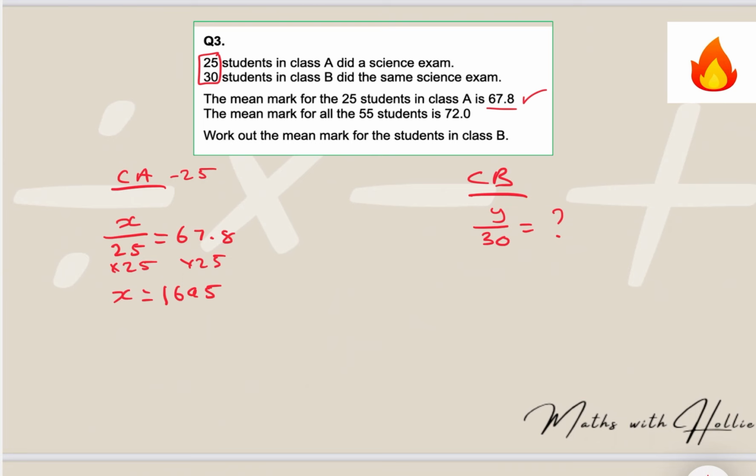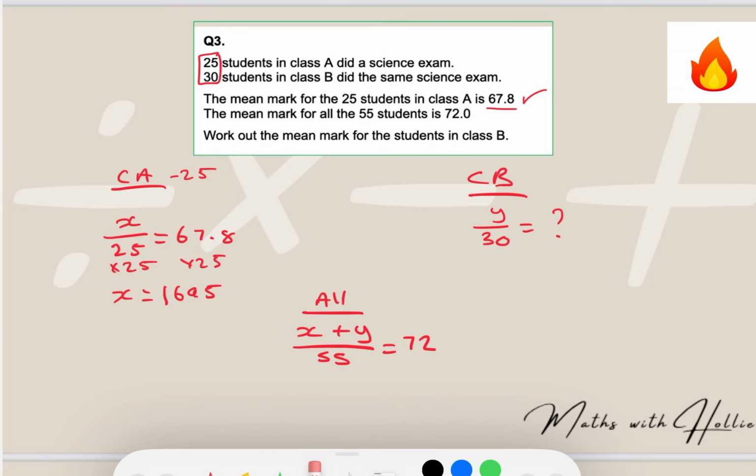Well, it's told me that if I take class A, which I know adds up to X, and if I take class B, which adds up to Y, and I divide it by 55 students, my answer is 72. But remember, I already know what X is. I've just worked that out. So instead of writing X, I can now write 1,695. So now I have an equation I can solve.